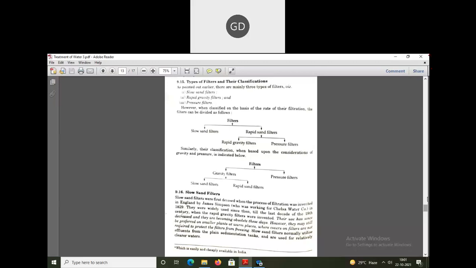These slow sand filters are preferred basically in smaller plants, in warm places, where covers on filters are not required to protect the filters from freezing. Since slow sand filters give a very slow rate of filtration, nowadays they are not generally used.